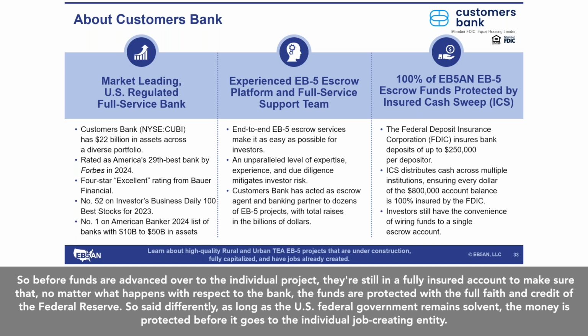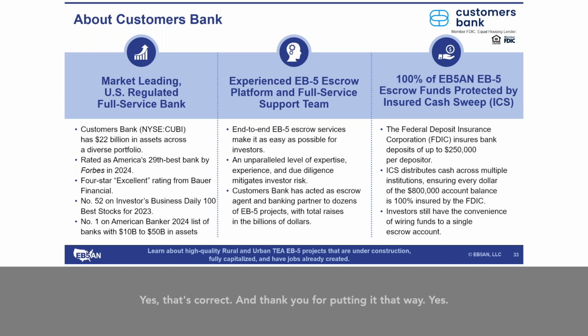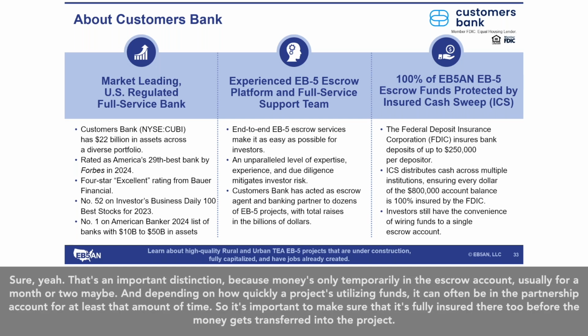Said differently, as long as the US federal government remains solvent, the money is protected right before it goes to the individual job creating entity. Yes, that's correct. And thank you for putting it that way. That's an important distinction, because money's only temporarily in the escrow account, usually for a month or two maybe, and depending on how quickly a project's utilizing funds, it can often be in the partnership account for at least that amount of time. And so it's important to make sure that it's fully insured there too before the money gets transferred into the project.